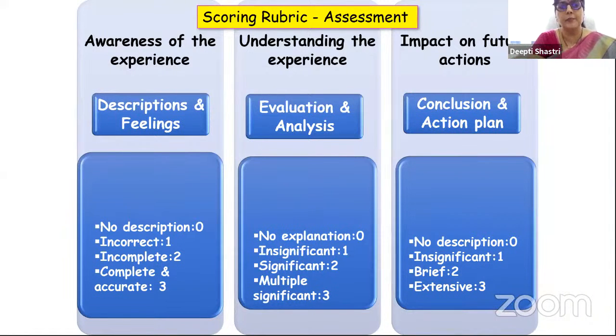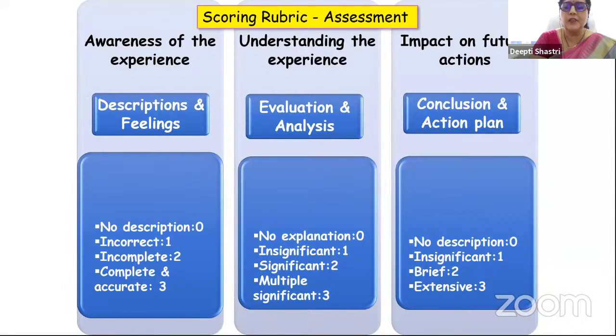So instead of what happened in Gibbs cycle, they reflect on the awareness of experience. The students describe the event and their feelings about it. The next phase of reflection is understanding the experience, where they evaluate and analyze the situation and the impact on future actions. What next? That is conclusion and action plan. Now, if the student has not described anything, the student is scored 0. If it is incorrect or incomplete, or complete and accurate, they are scored 1, 2, and 3.